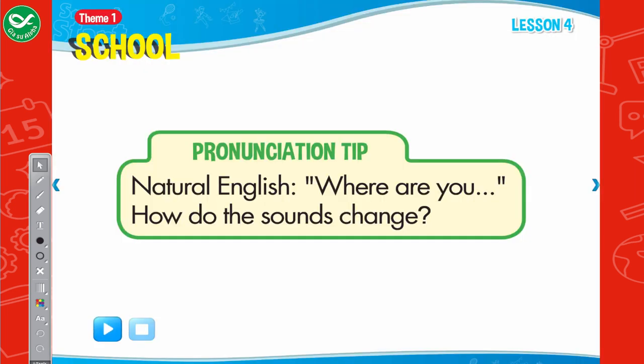Pronunciation tip. In natural English, where are you sounds like where are ya? Listen. Where are you going, Bill? Now listen again and say. Where are you going, Bill?